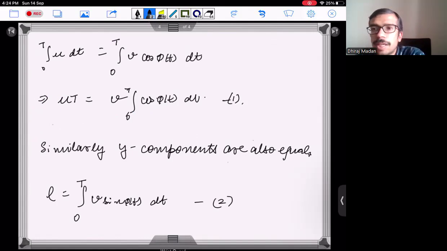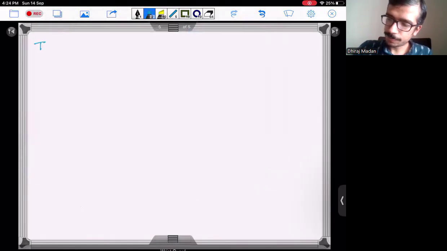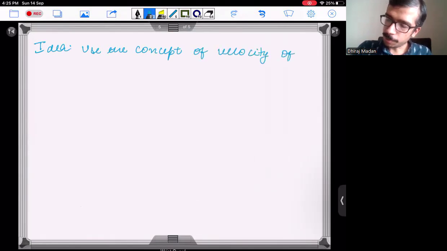Now, can I use equations 1 and 2 to solve for capital T? Maybe we can, but it's very difficult, right? Because this phi is a variable and it's not very clear how we write down the equation for phi(t). So it becomes a bit difficult to solve this pair of equations directly. But the interesting idea is that now we can use the concept of velocity of separation.